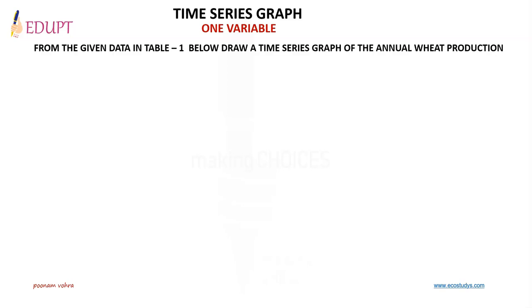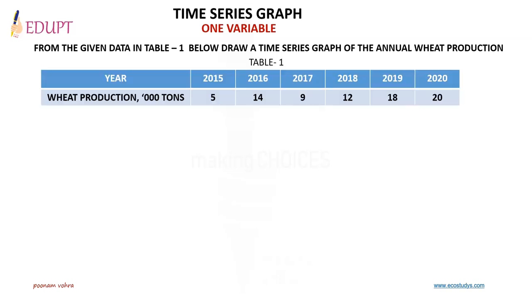Let's have this illustration, which is on wheat production. The information available is for different years and wheat production in thousands of tons. In 2015, 5,000 tons of wheat was produced. In 2016, it was 14,000 tons. 2017, 9,000 tons. 2018, 12,000 tons. In 2019, 18,000 tons. And in 2020, 20,000 tons. This needs to be shown as a time series graph.